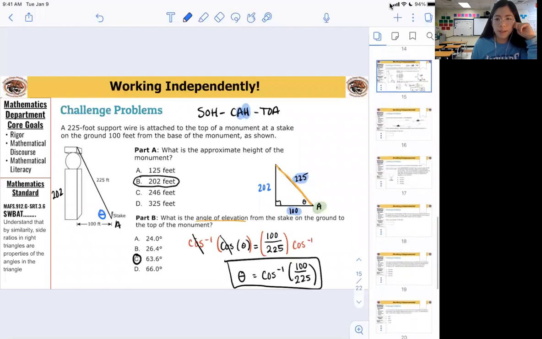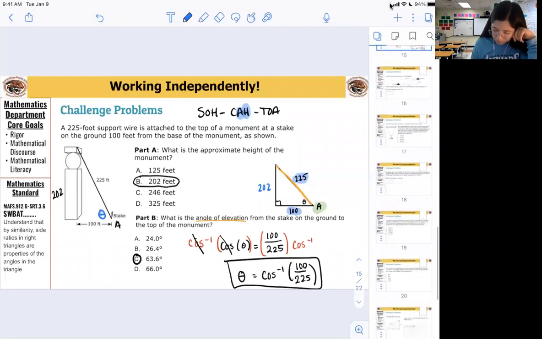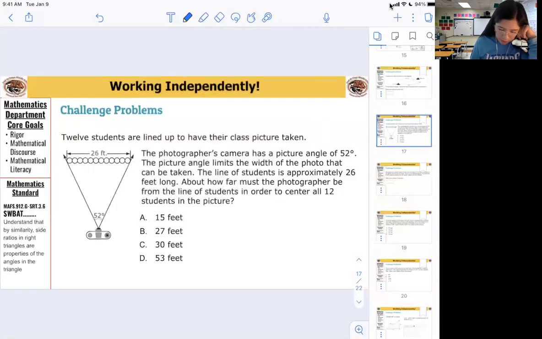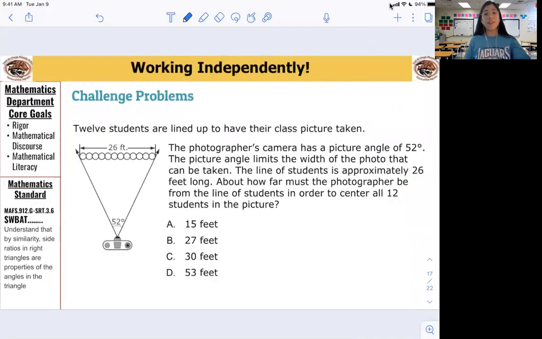Which slide number? The classroom one. That one, 17. Oh, look at this, 17? Yeah, this one was challenging. I'm glad you brought this one up. I like this one though. It's kind of the trick. Once you see the trick to it, you're going to be like, oh, okay.